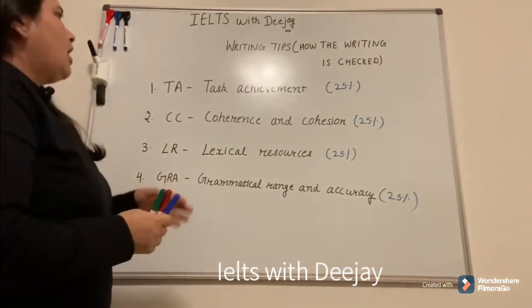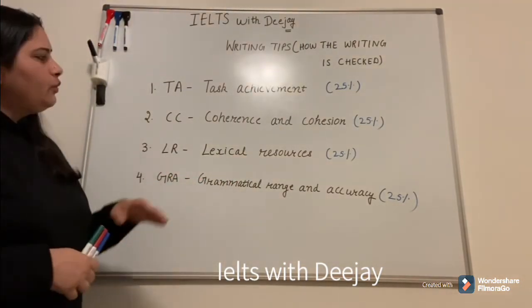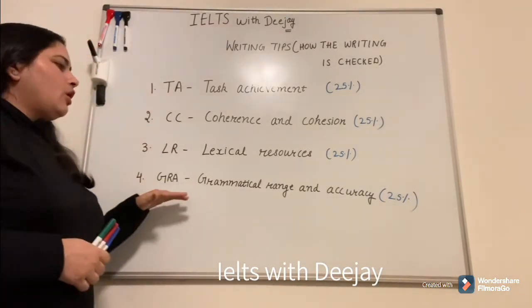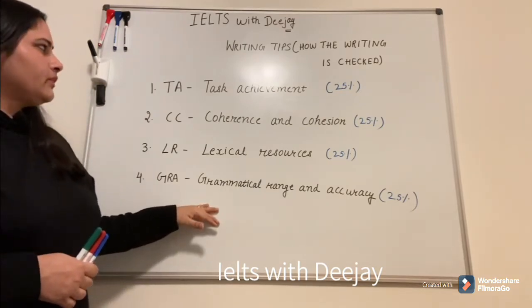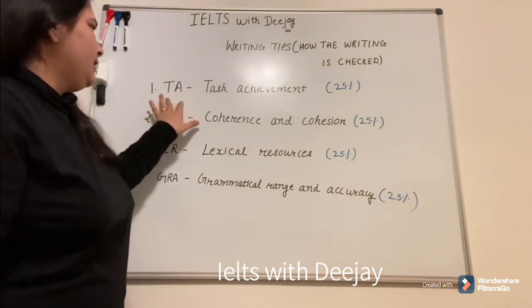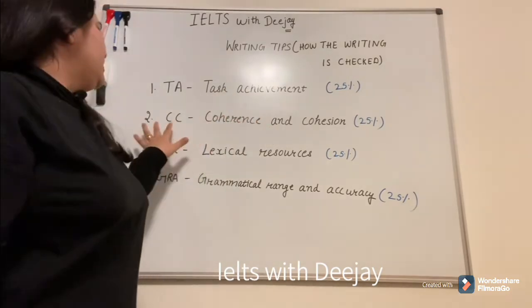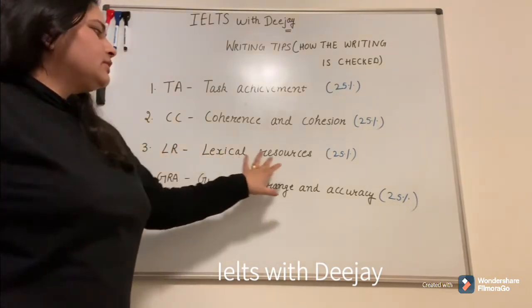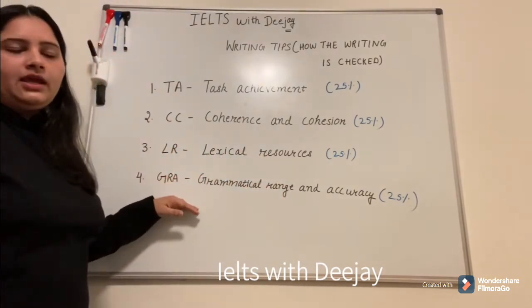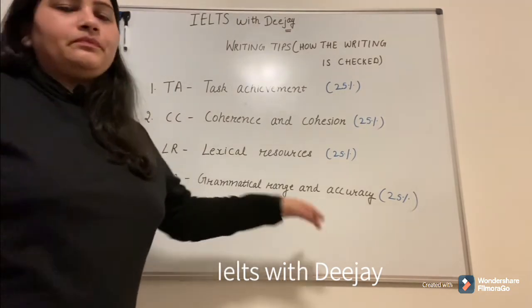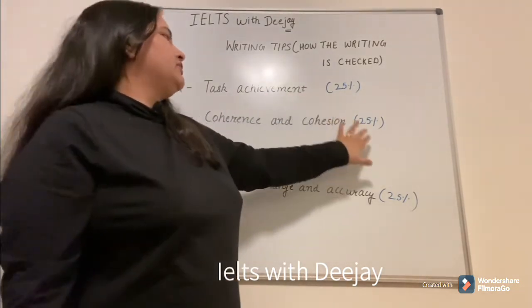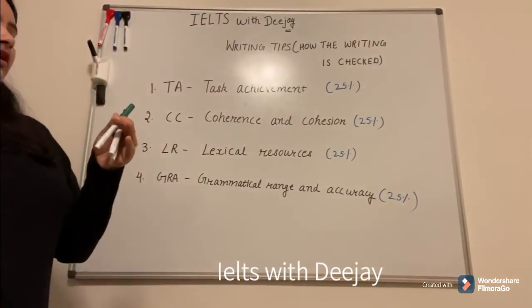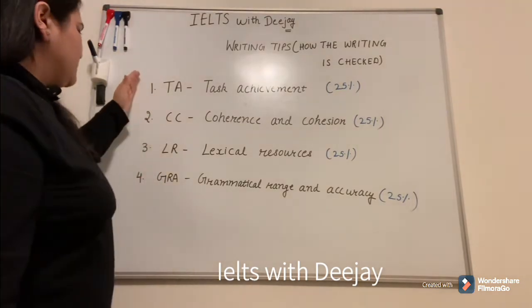Now, how is our writing checked, how do we get bands in our writing? We have these 4 rubrics on which our writing is checked. They are TA, that is task achievement. Then we have CC, that is coherence and cohesion. Third is LR, that is lexical resources. Fourth is GRA, grammatical range and accuracy. And they are 25, 25, 25, 25, that becomes 100%. So this is how our writing is checked. I will explain those.